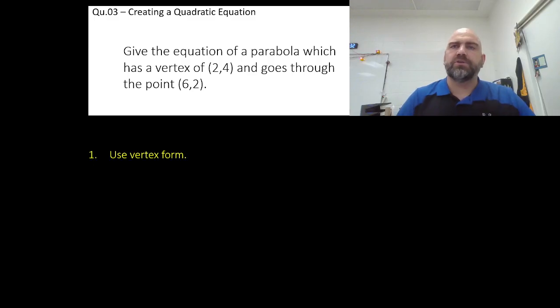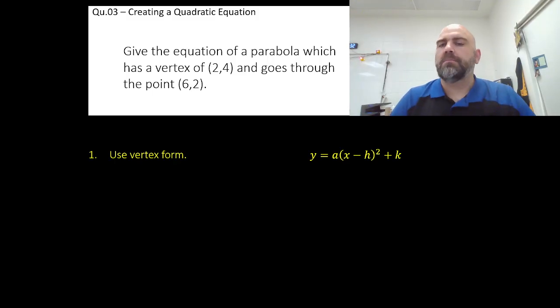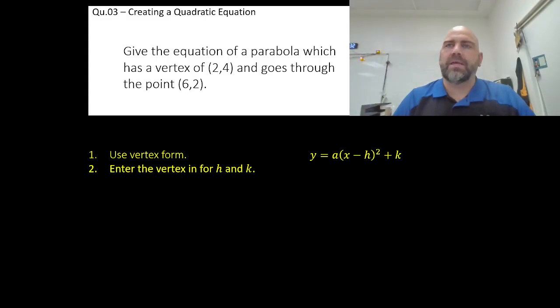So the first thing we're going to do is use vertex form. The reason we use vertex form is because we're given the vertex and some other point. So vertex form looks like this: y equals a(x minus h) squared plus k, where a is a value we're going to have to try to find, and (h, k) happens to be our vertex. So let's now enter h and k into there. We're going to enter h as 2 and k as 4, because that's our vertex.